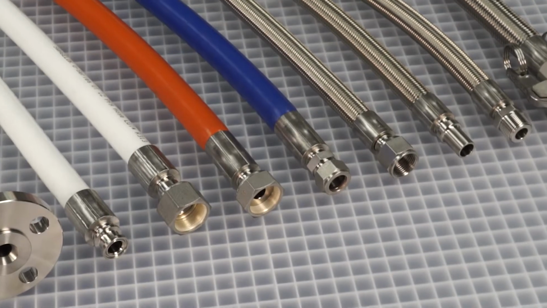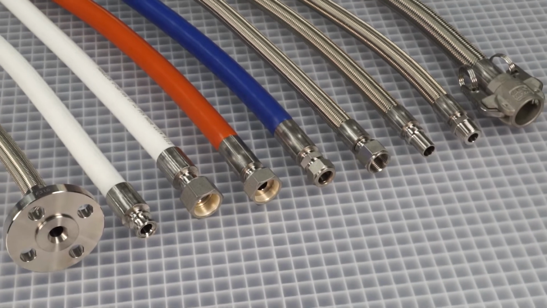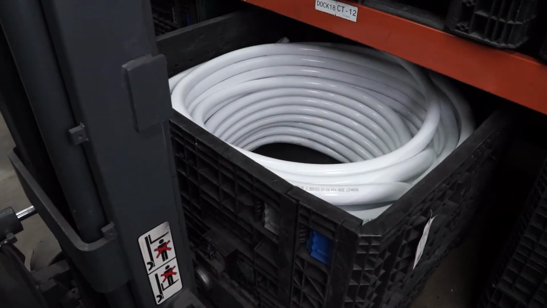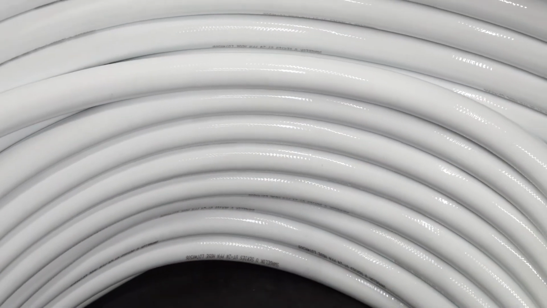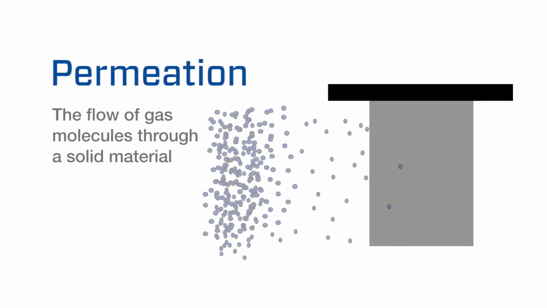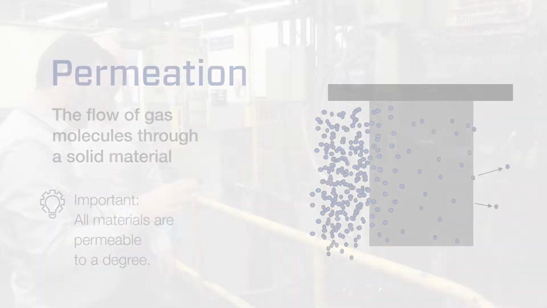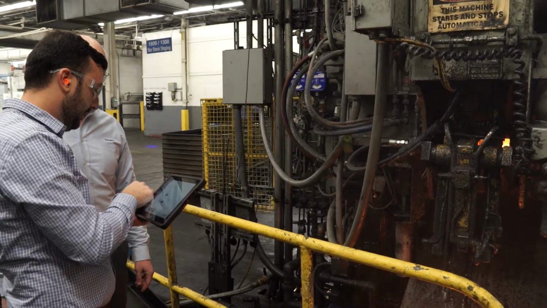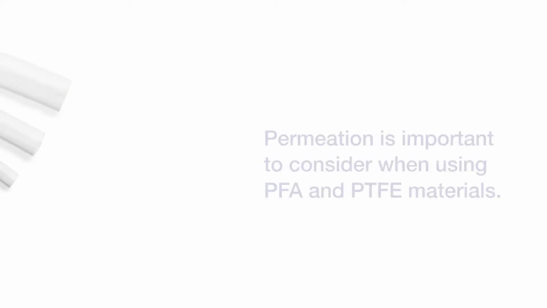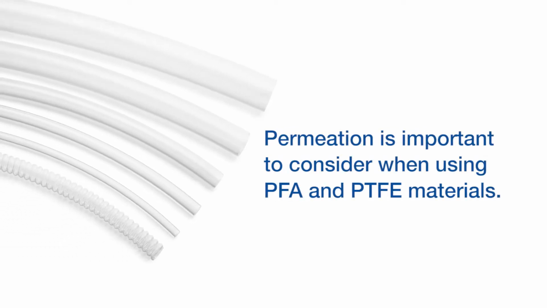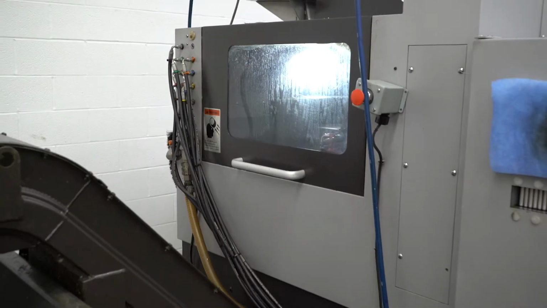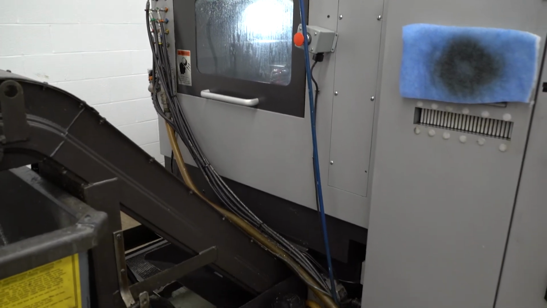There are various hose characteristics to consider when making a selection. If you're seeking a non-metal hose, one key characteristic is the hose's potential permeation rate. Permeation is the flow of gas molecules through a solid material. All materials are permeable to a degree, but in industrial hose applications, permeation is important to consider when using PFA and PTFE materials. For this reason, it's important to understand the factors that influence permeation rates and how important permeation resistance is in your application.